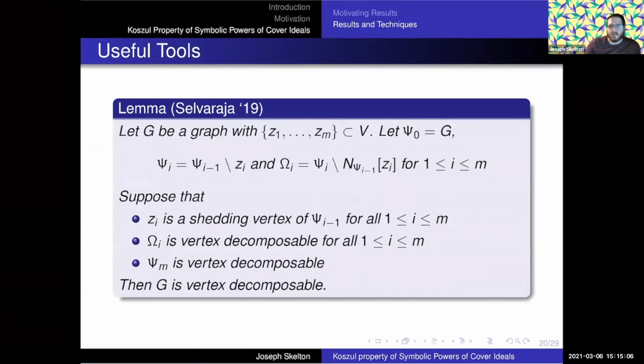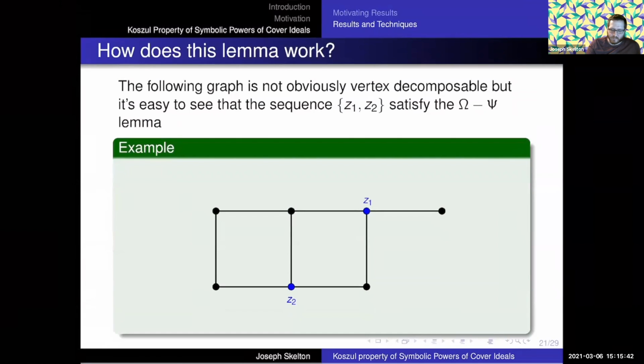And lastly, here's a useful tool by Selvaraja for proving vertex decomposability of a really complicated graph. So instead of having to do this sequencing thing, I can just prove these three things for a sequence of vertices. So Zi is always a shedding vertex. When I delete my sequence and the neighbors of the next vertex, it's vertex decomposable. And when I delete my whole sequence, it's vertex decomposable. Then the original graph is vertex decomposable. I'm gonna skip that part.